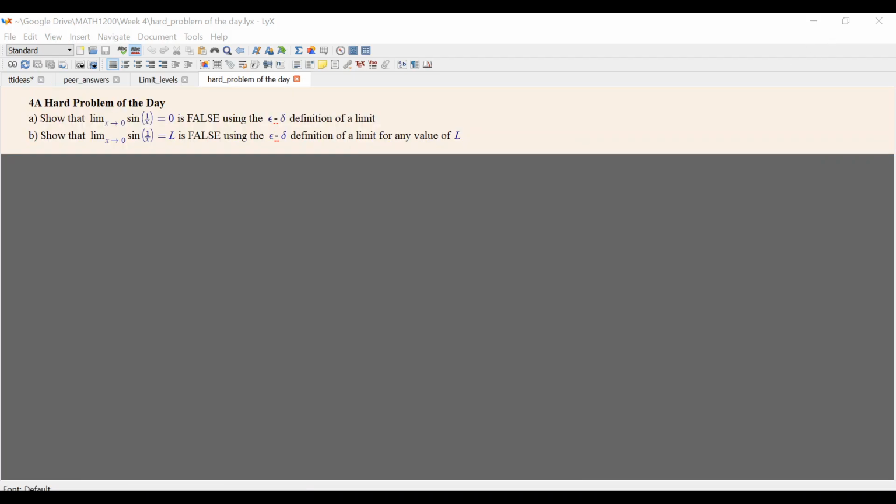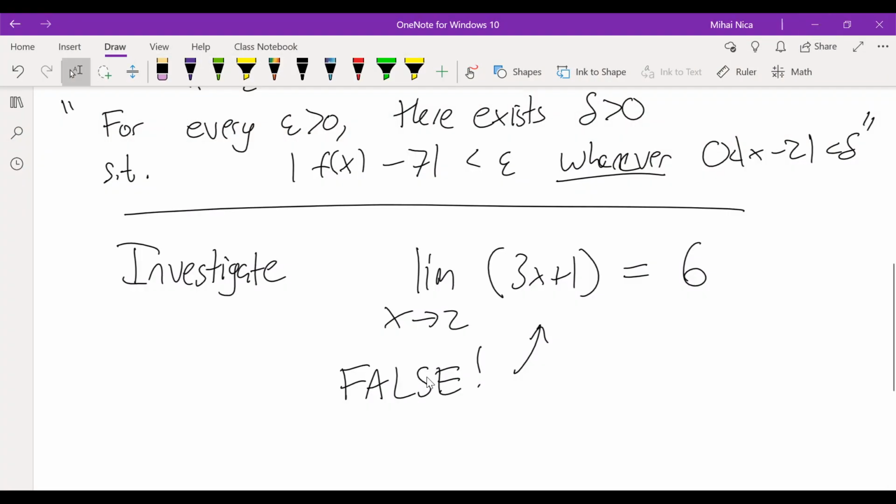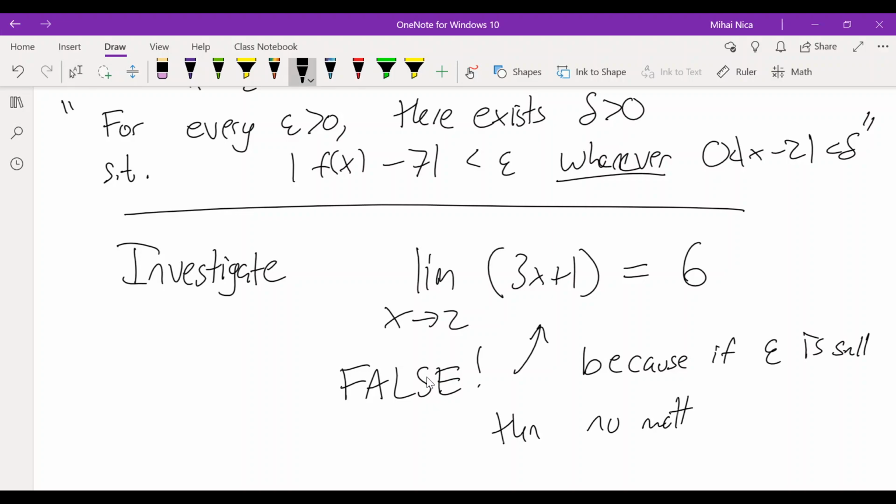So in this case, we said this one is false, because if epsilon is small, then no matter what delta is, we don't live in the green zone.